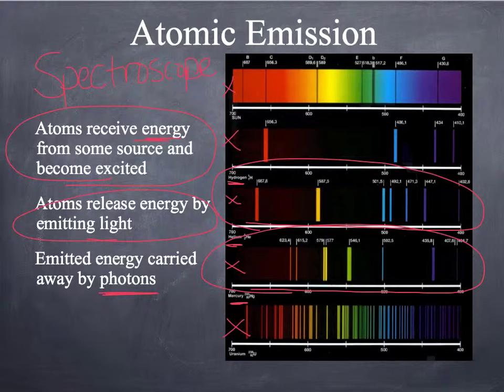High energy photons have short wavelength light. Low energy photons have long wavelength. Photons of red light carry less energy than that of the blue. We already know that.